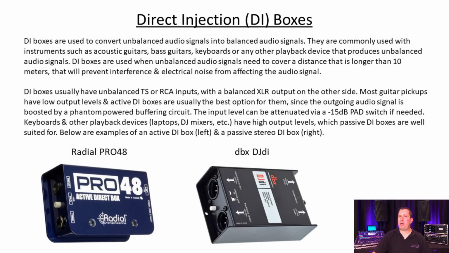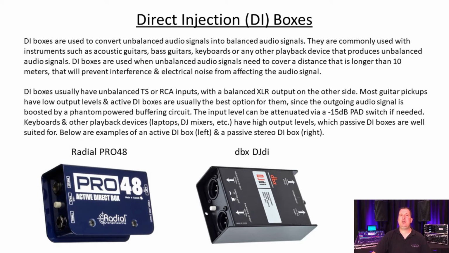DI boxes or direct injection boxes are used to convert unbalanced audio signals into balanced audio signals. They are commonly used with instruments such as acoustic guitars, bass guitars, keyboards or any other playback device that produces unbalanced audio signals. DI boxes are used when unbalanced audio signals need to cover a distance that is longer than 10 meters, which will prevent interference and electrical noise from affecting the audio signal.